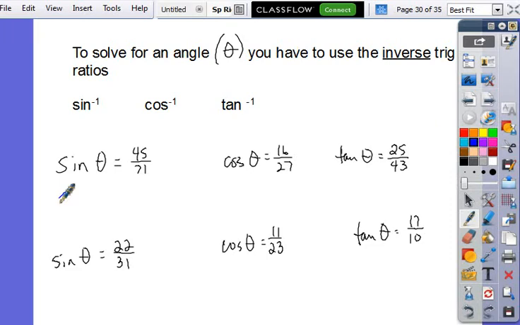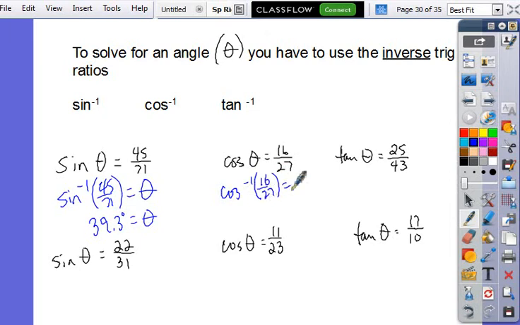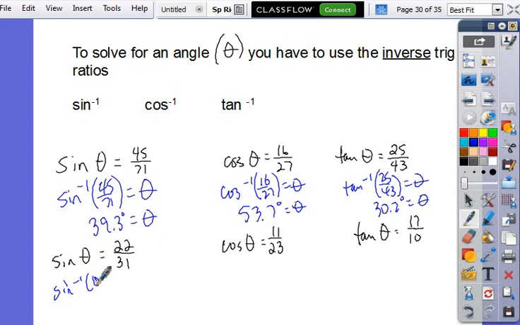So here I'll do second sine, type in the fraction. What was that answer? 39.3. There's your angle. Here I will do inverse cosine of 16 over 27. 53.7. Here I'm going to go inverse tangent. 30.3. And so on. Inverse sine of 22 over 31. 45.2.